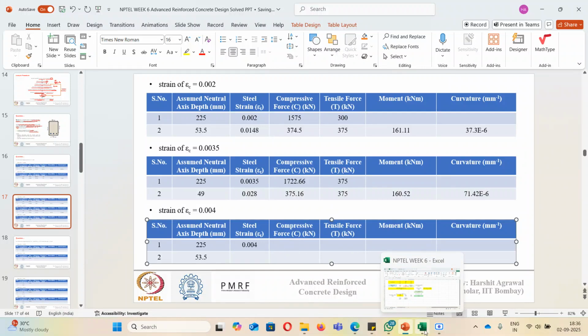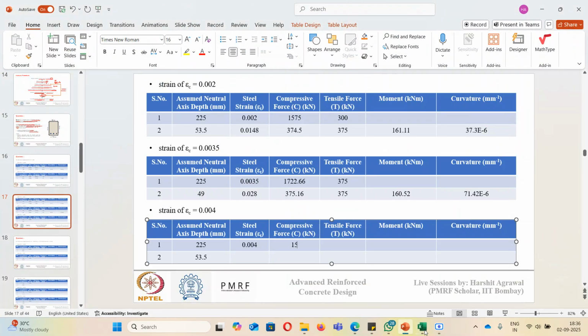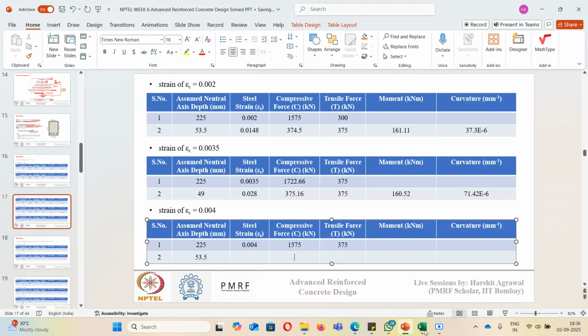Finally, we'll do the same thing for strain value of 0.004. Okay, so 0.004, again we'll do the iteration from 225. The compression force is 1575, tension force is 375.